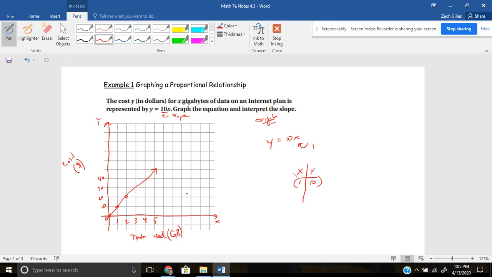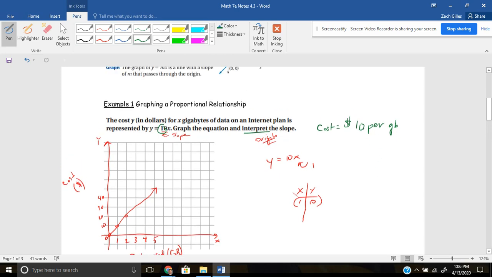So all of our data will just be in this first quadrant. Then it says interpret the slope. So what does it mean that our slope is 10? What does that mean in the context of the problem? Well, that means that our cost is equal to $10 per gigabyte that you use.